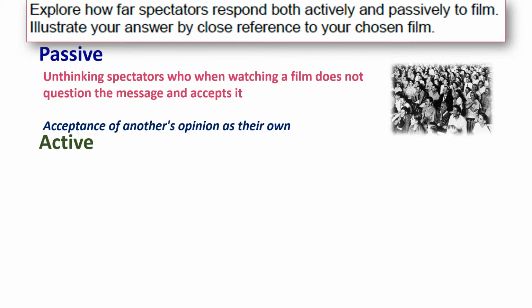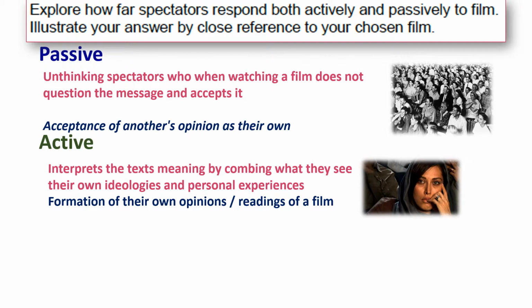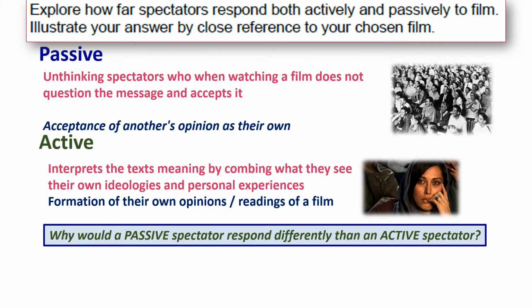Okay, passive audience members are unthinking spectators who, when watching the film, do not question the message and they accept it. So it's the acceptance of another's opinion as their own. And the active response is where we, as a spectator, interpret the text's meaning by combining what we see with our own ideologies and personal experiences. So we have much more of an individualized response.